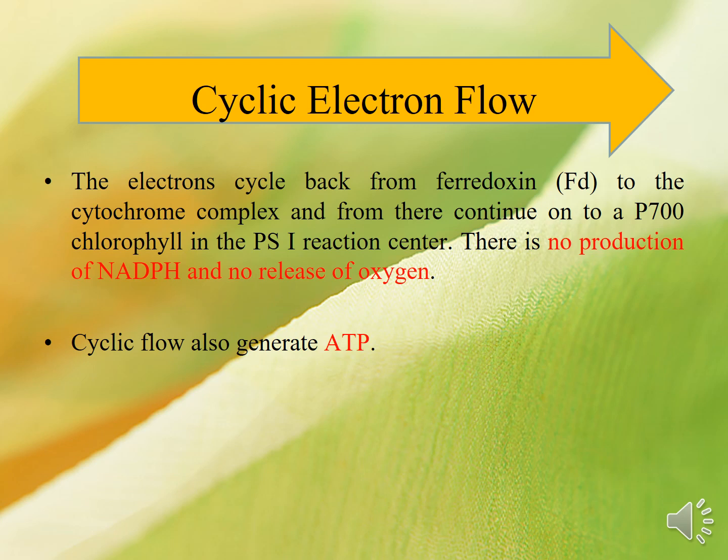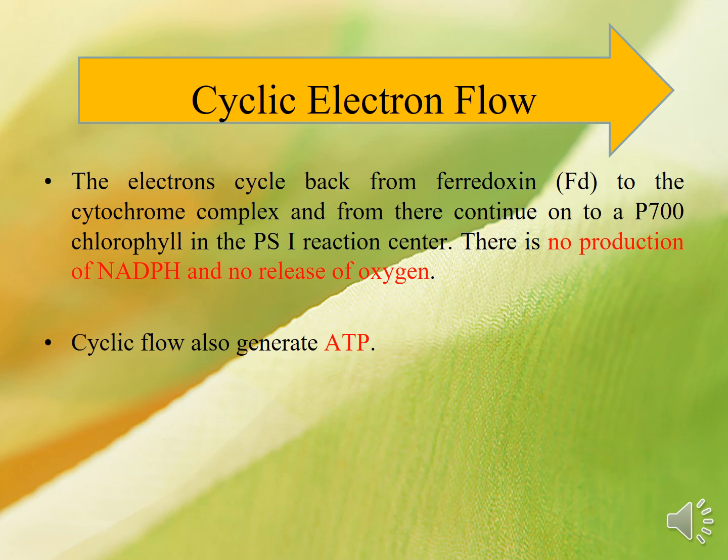So for the cyclic electron flow, the electron cycles back from the ferredoxin to the cytochrome complex, and then continues to the P700 chlorophyll in the PS1 reaction center. So it does not produce any NADPH and also does not release any oxygen, because it does not involve the photolysis process. It only produces the ATP. Because why? Because the electron, when it is excited, must go down the electron transport chain.